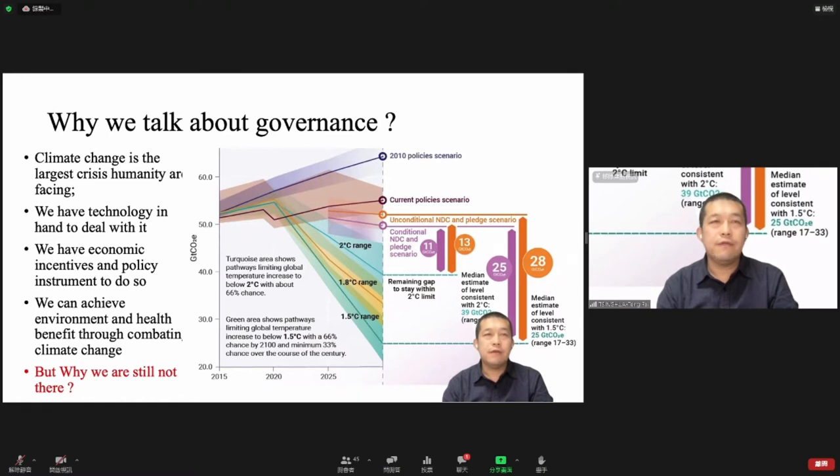But if you look at the figures in these slides, from the recent emission gap report published by UNEP just before COP26 this year, these figures clearly show that there is an emission gap between where we should be, which is the 2 degree or 1.5 degree trajectories, and where we are, which is the current policy scenarios or the NDC scenarios with enhanced mitigation actions after this COP. You can see that compared with the 2 degree scenarios, there is an emission gap of more than 10 gigatons to be met. And if you look at the 1.5 degree scenarios, the gap is even larger.